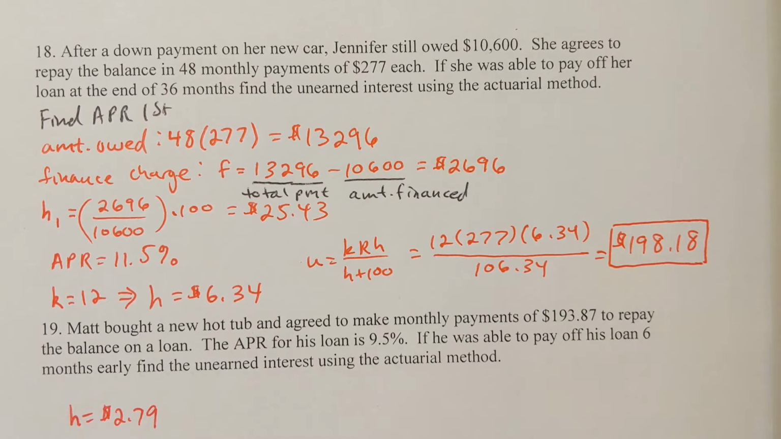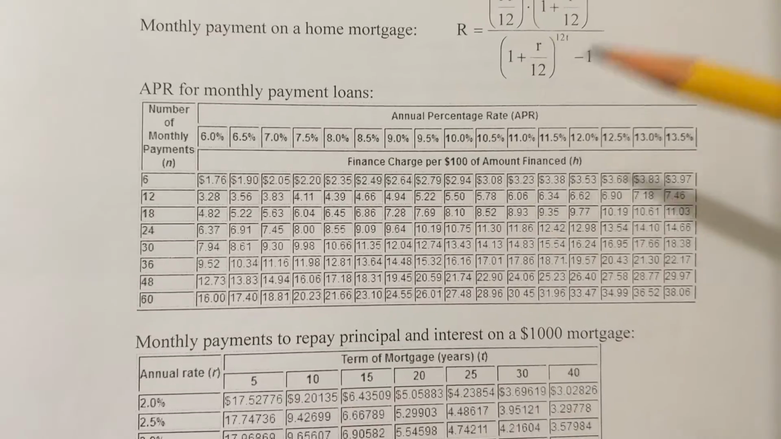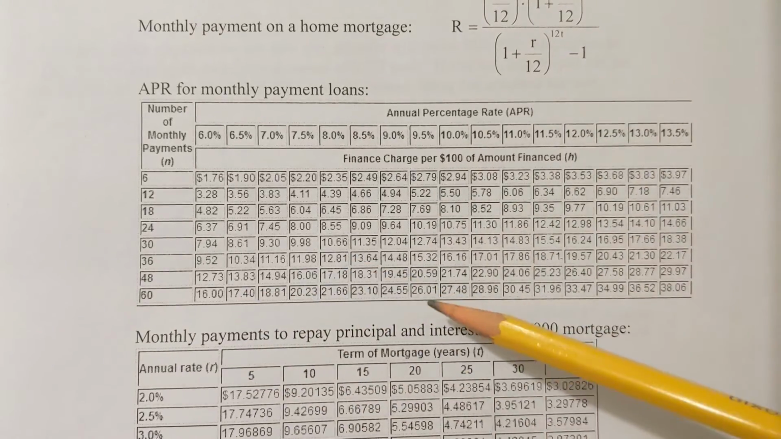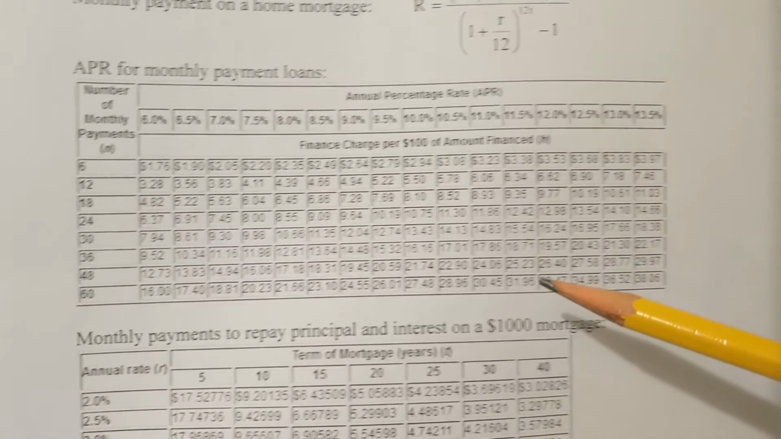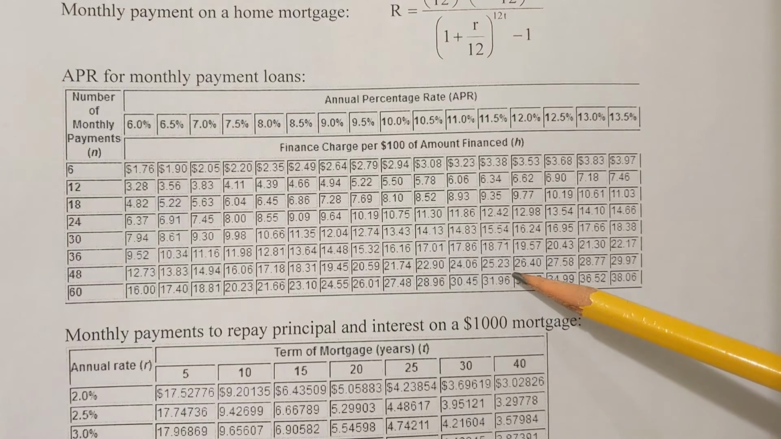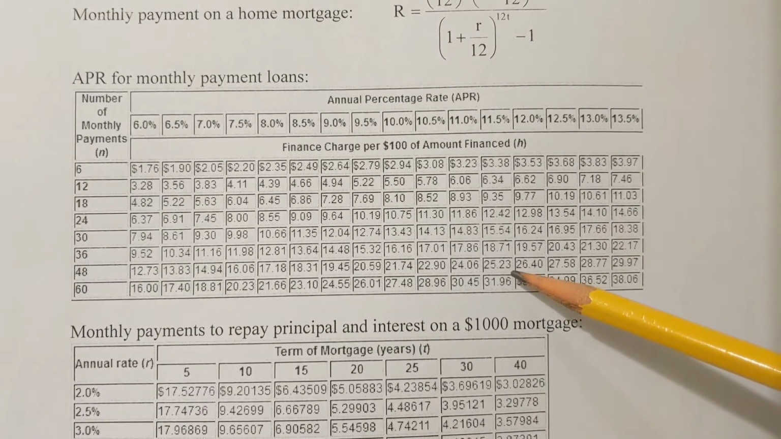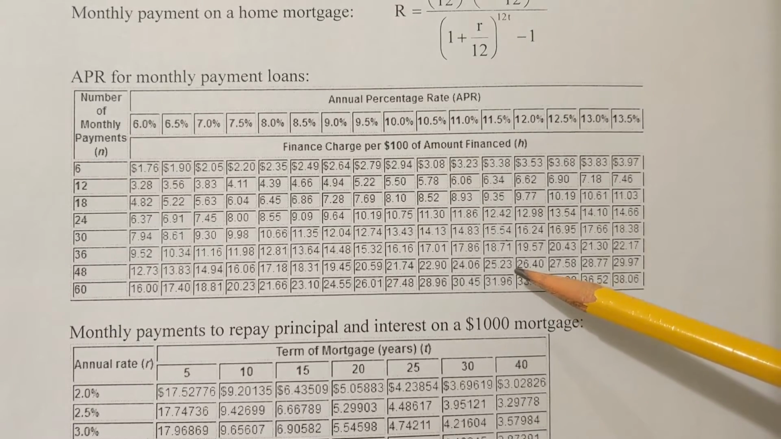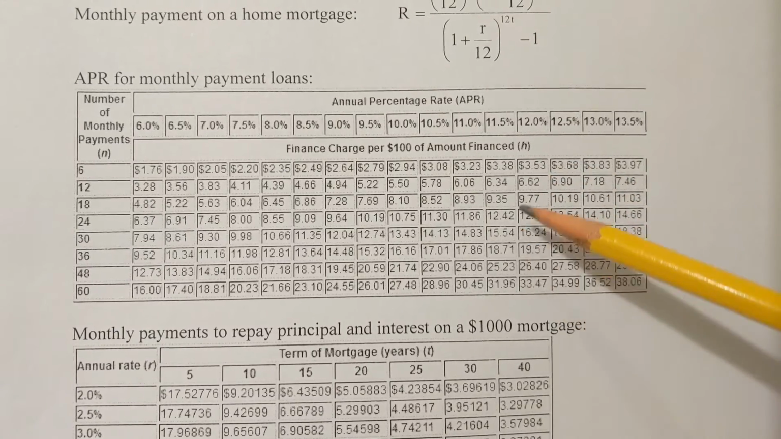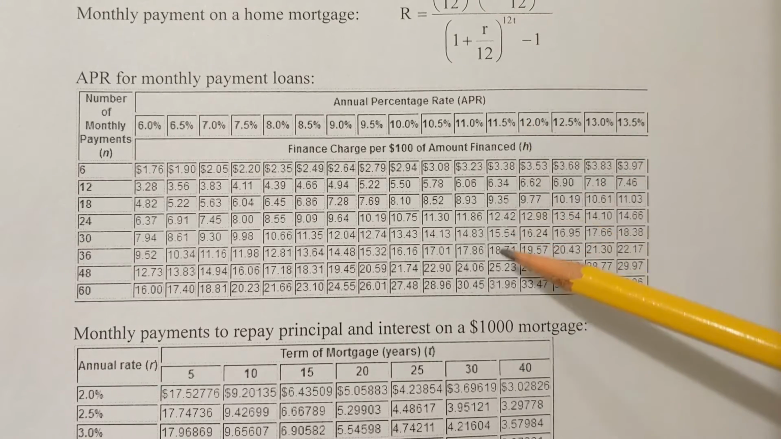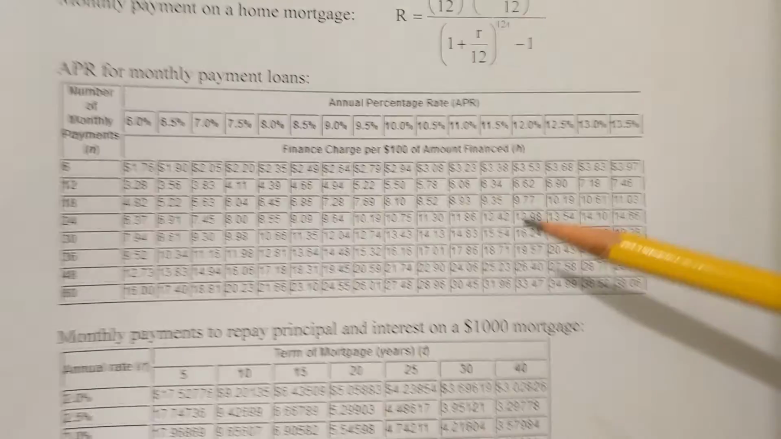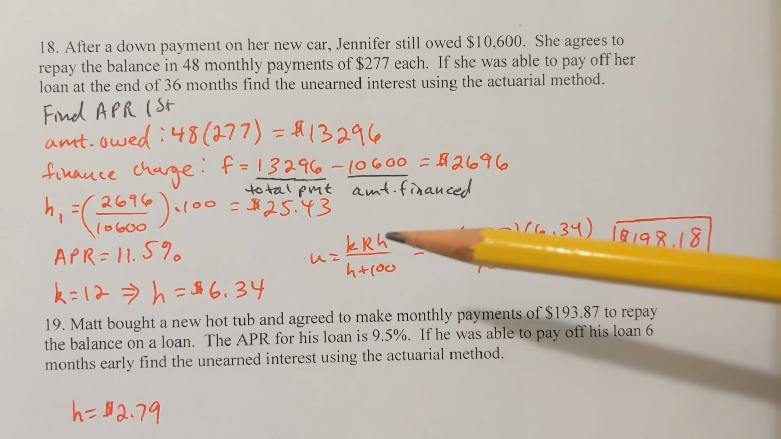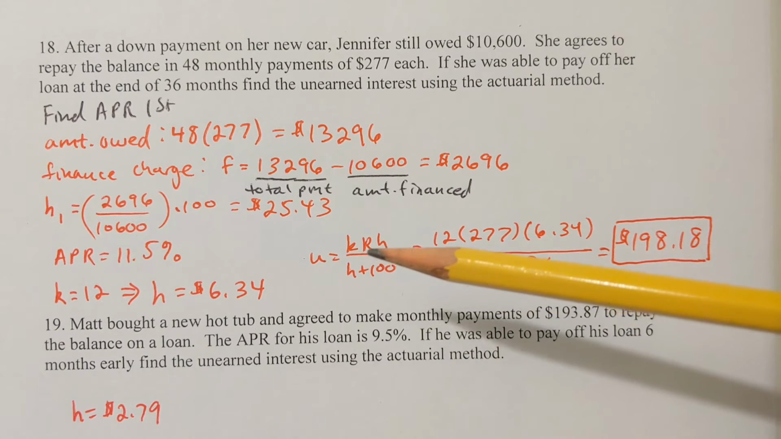$25.43. Okay, so I need to look in 48 payments for $25.43. Here's $25.23, which is going to be the closest. Remember, you're always taking the closest H value, and that's going to put me in the 11.5% column. Okay, so the APR for this loan is 11.5%.